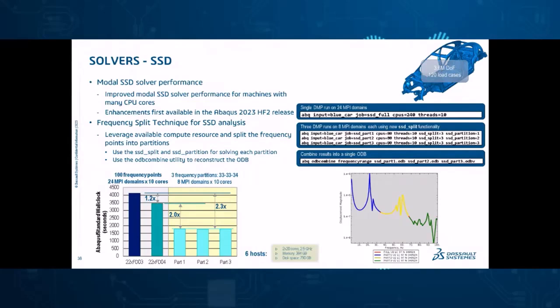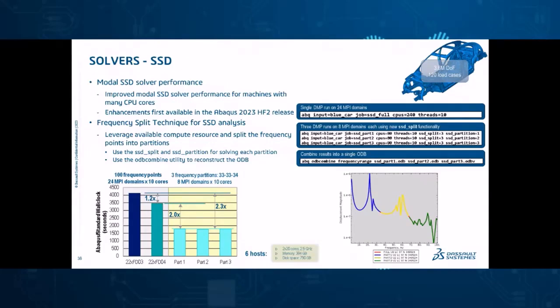Direct SSD has had some optimization for multi-frequency analyses in recent releases, as well as the ability to partition the frequency space. Based upon every frequency being independent, and when you have sufficient compute resource, the runtime of steady-state dynamic analyses with lots of frequencies can be reduced by splitting the frequency points into several partitions and executing the analysis for each of those partitions independently. So the performance gain here can be achieved by running those analyses for the different partitions simultaneously.